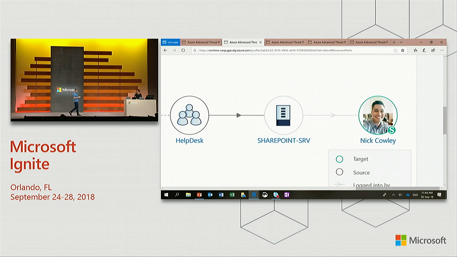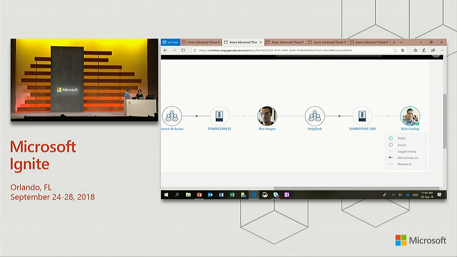But the other case, which is the more proactive case, is that we understand that before the attackers, and now we will be able to make sure that Nick does not use his credentials to connect to SharePoint SRV, or make sure that Ron, who is part of the help desk, will not be administrator on SharePoint SRV, and by that cut the loop and make our business far more secure than ever.